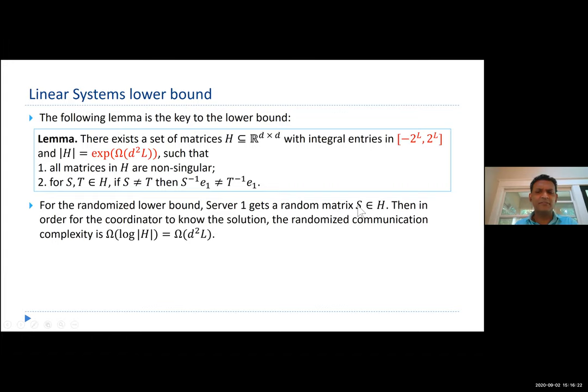We give server one a random matrix from this collection, and in order for the coordinator, which is a different server, to know the solution, you have to communicate at least log of the size of this number of bits, which is D squared L.